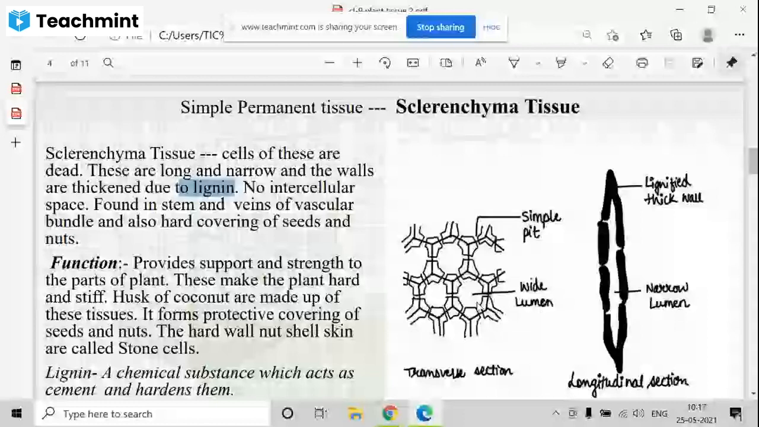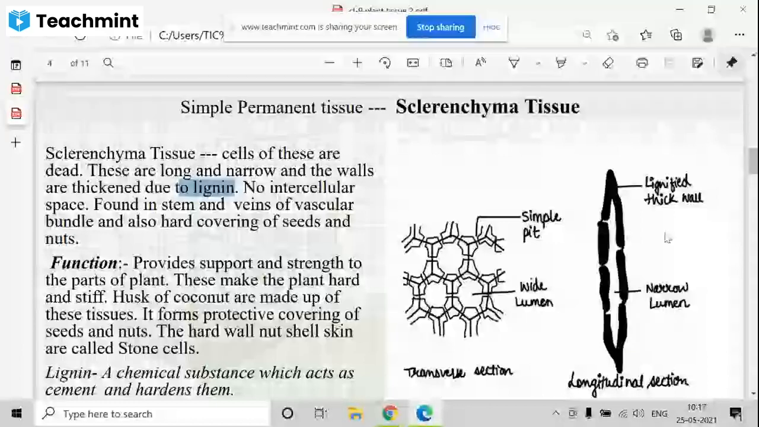Clear? Now, wide lumen. Lumen is the space. There is a big space called lumen. Okay. Now, this is a transverse section and this is a longitudinal section. If you cut this horizontally, that is a transverse section, you will see this type of structure. If you cut it vertically, you will get this one.